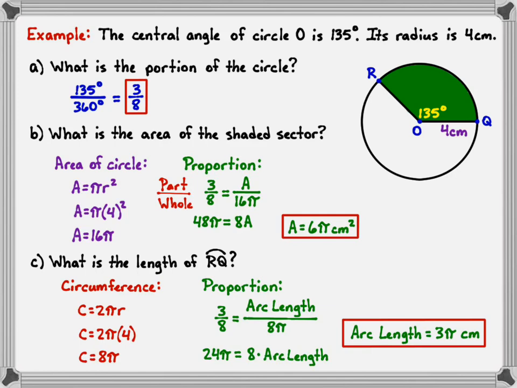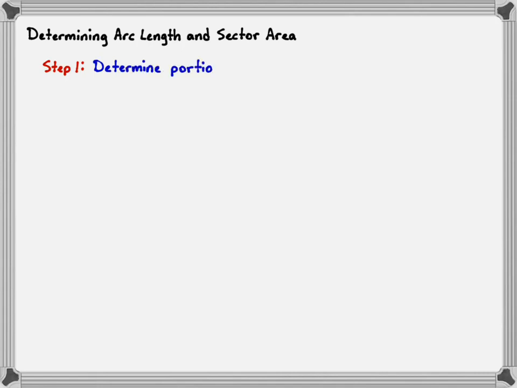Let's go ahead and take a look at a list of steps so that we can make sure that we have this right, okay? And then we'll do some more practice problems here. In order to find the arc length or the sector area, step 1 is to determine the portion of the circle. So that's figuring out the degrees that you have over the entire thing. So the entire thing is 360.